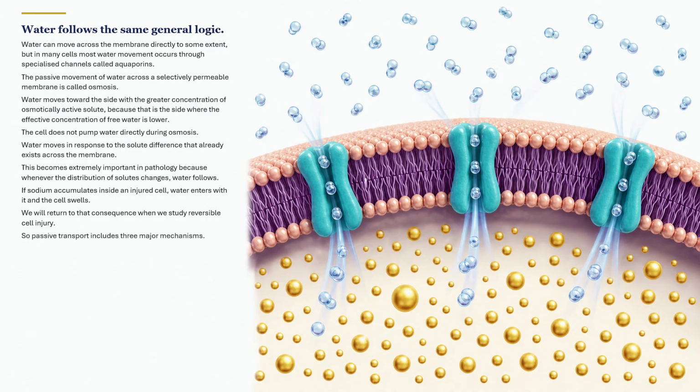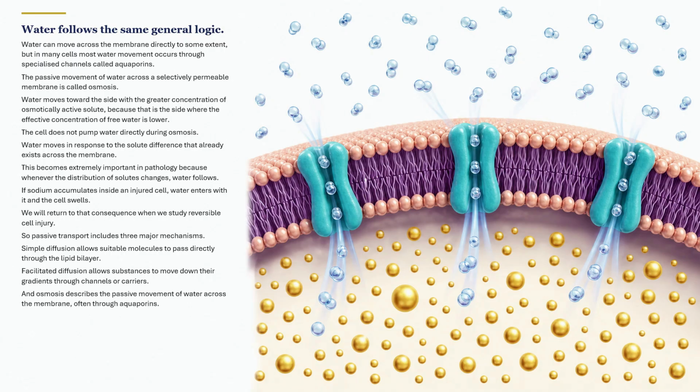So, passive transport includes three major mechanisms. Simple diffusion allows suitable molecules to pass directly through the lipid bilayer. Facilitated diffusion allows substances to move down their gradients through channels or carriers. And osmosis describes the passive movement of water across the membrane, often through aquaporins.